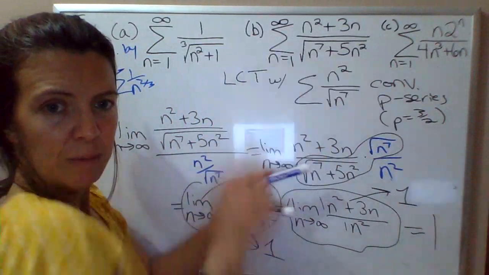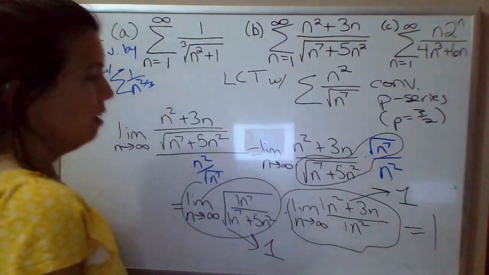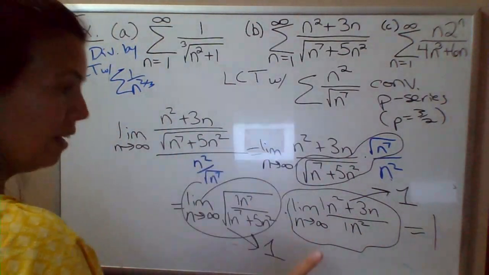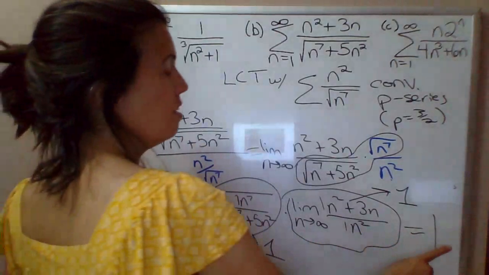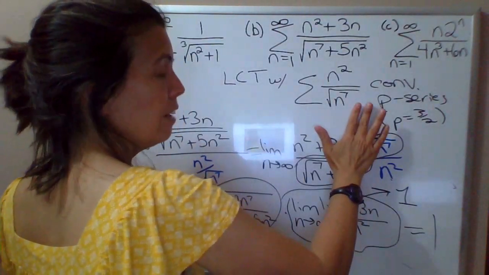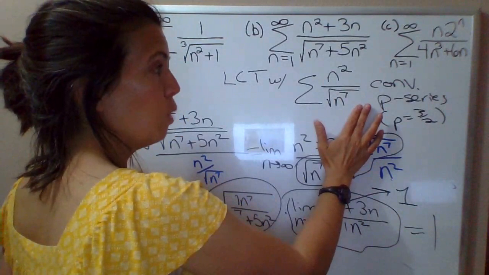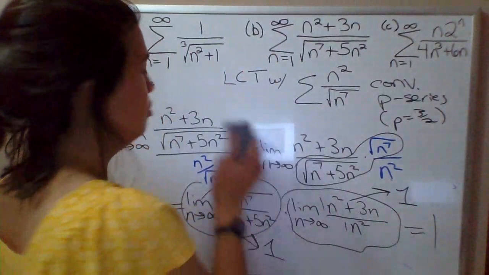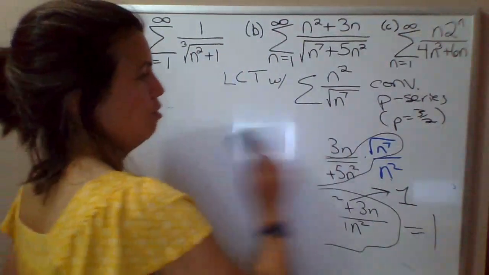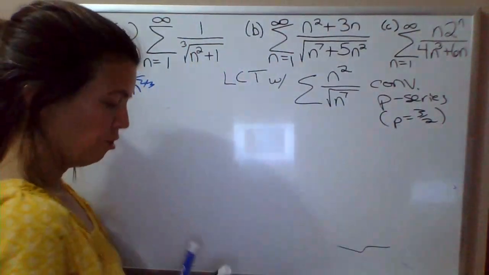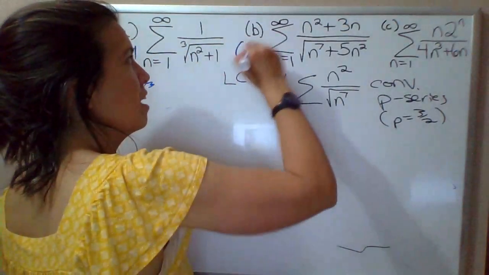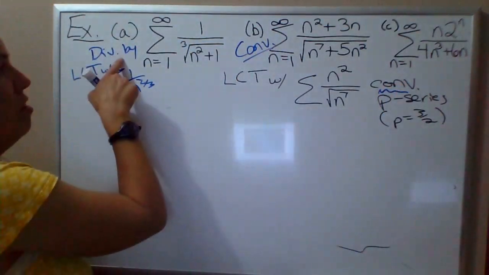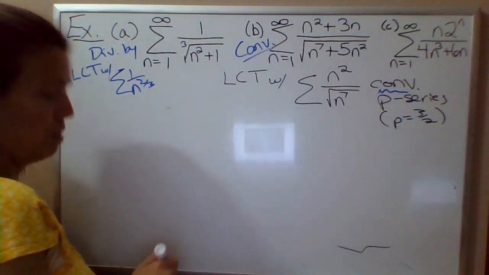I don't know if that's showing up, not very well, sorry. But this limit turns out to be 1, which means, since we got a finite number, both series behave the same way. You have to go back and check what you're comparing it to. This time we're comparing it to a convergent series, so the conclusion for B is that it converges by limit comparison test. This one converges because we're comparing it to a convergent series. The other one diverged because we compared it to a divergent series.